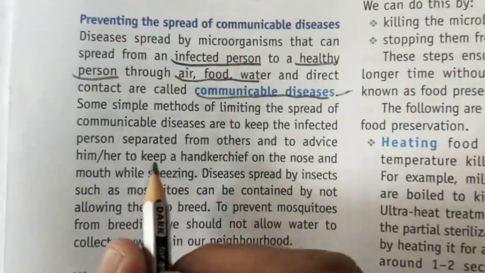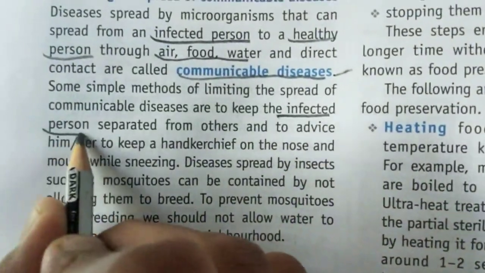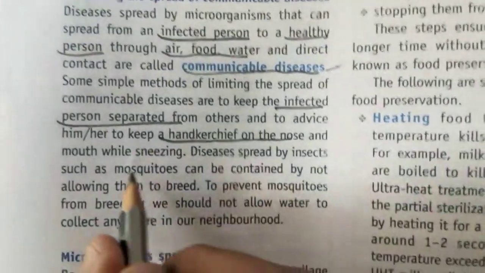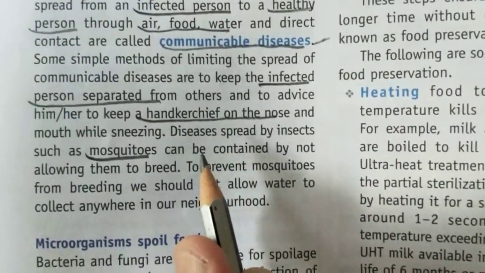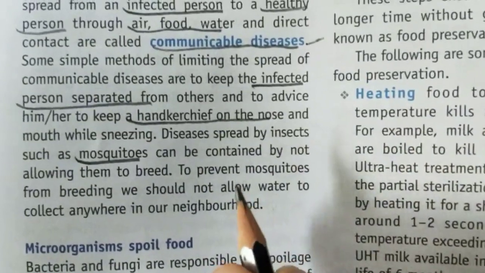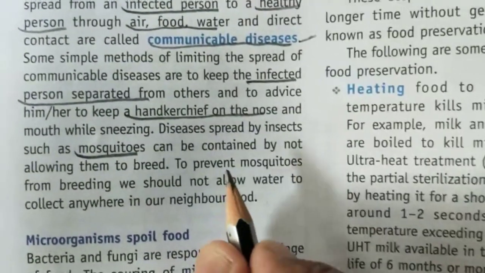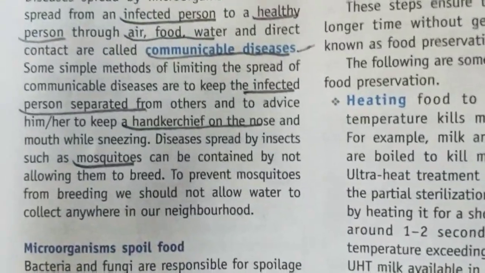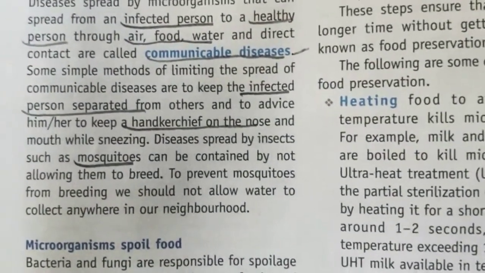How can we stop the spreading of communicable diseases? Infected persons should be separated from healthy persons. They should place a handkerchief on their nose. And we should not allow mosquitoes to breed in standing water. We should not allow standing water to remain in streets. If the water remains standing in streets, mosquitoes start breeding in it, and mosquitoes will bring malaria and dengue. So we should keep our environment neat and clean. If we follow these 3 or 4 things, we can prevent communicable diseases.